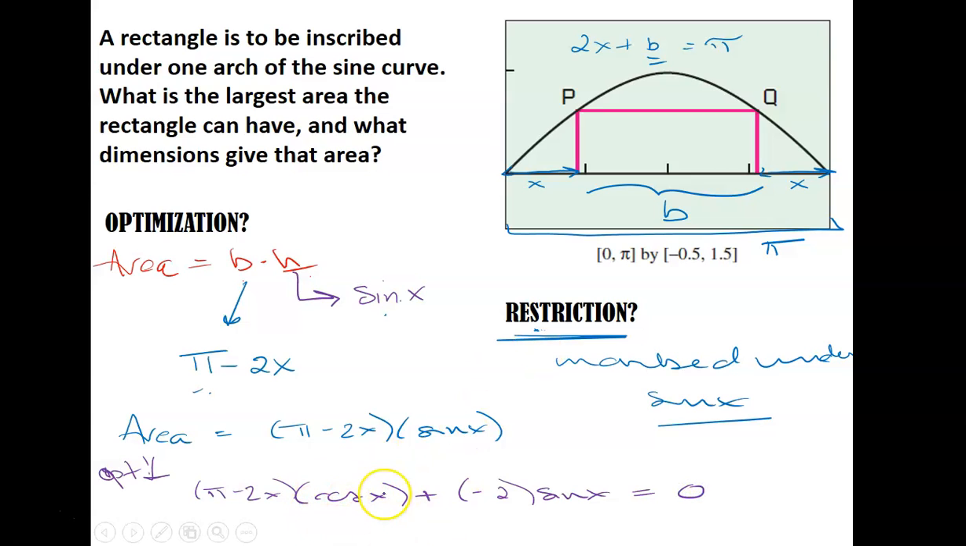Now, I don't know about you, but I'm pretty sure that algebraically we can't solve that. So I am going to put that in my calculator. So I'm going to graph pi minus 2x times the cosine of x minus 2 sine x. Get a graph of it, because that's my derivative, and see where that derivative equals 0.